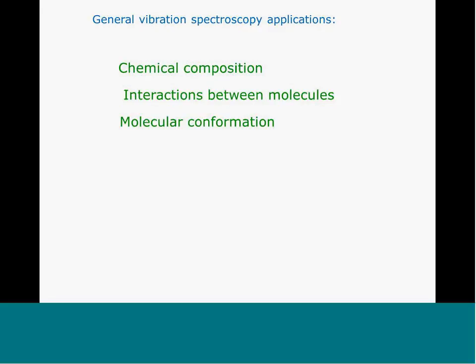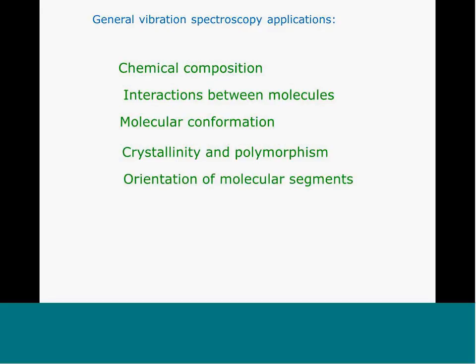Information about molecular conformation: different conformers have a different spectrum. Polymorphism is important for pharmaceutical applications, and we can get it from infrared spectroscopy. Different crystals and different polymers show different spectra. We can also learn about the orientation of molecular segments. If we stretch polymer films or orient molecules like liquid crystal molecules, we can figure out how good the orientation of the molecules is by measuring the infrared spectrum at different polarizations.